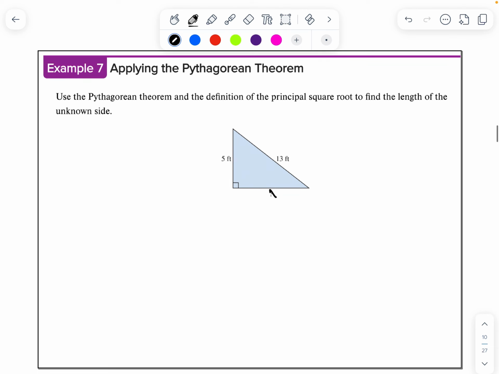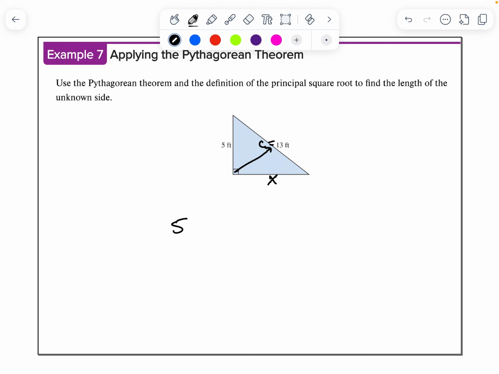Trying to apply that. If I have 5, I don't know what this is, so let's call it x. These are on the right and left sides. Those are going to be my a and b. What's really important, it doesn't matter which one's a and which one's b, but it really does matter that this one over here is c. So when I write out my Pythagorean theorem, I can say 5 squared plus x squared equals 13 squared. I can try and use my calculator a little here. 25 plus x squared equals 169. Subtract the 25 and get x squared equals 144.